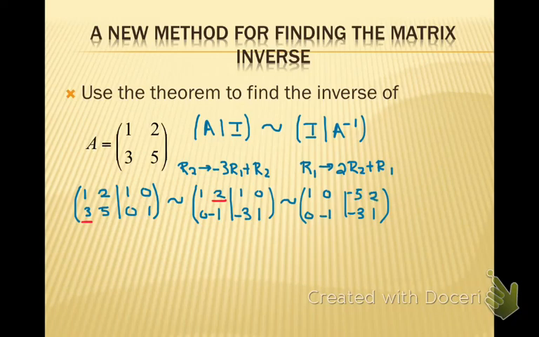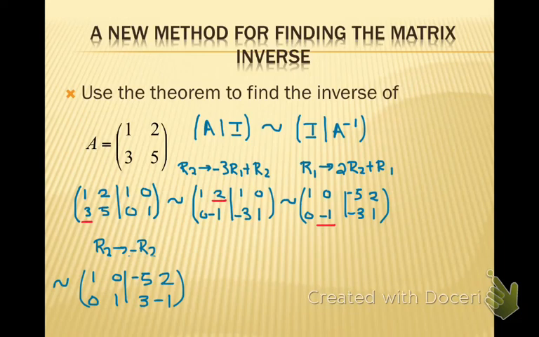Alright, so I'm almost done. I just have to change one more element. This -1 needs to be a +1. So I'll perform the row operation, which is a scaling of row 2. So row 2 is going to go to minus row 2. So row 1 does not change, so it's 1, 0, -5, 2. Alright, so let me make this correction. It looks a little messy. So again, that is -5, 2. And row 2 becomes 0, 1, 3, -1.